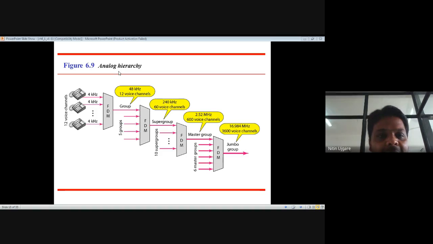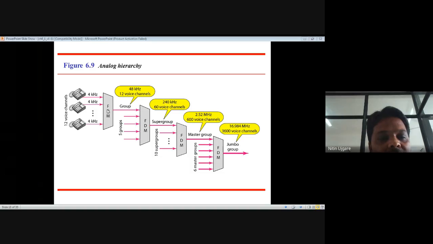Now this is the hierarchy of frequency division multiplexing. In this figure, you can see that if we have 12 voice channels, with 48 kilohertz as the frequency, then we can have such 12 voice channels, each of size 4 kilohertz bandwidth. So the bandwidth of each channel is 4 kilohertz.